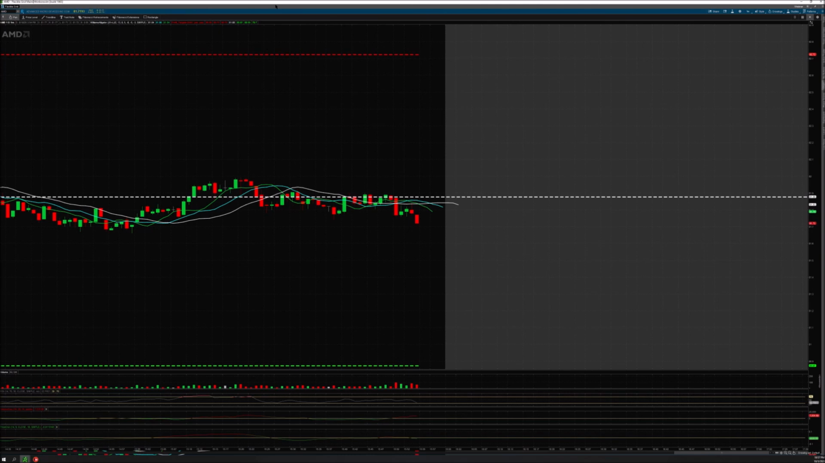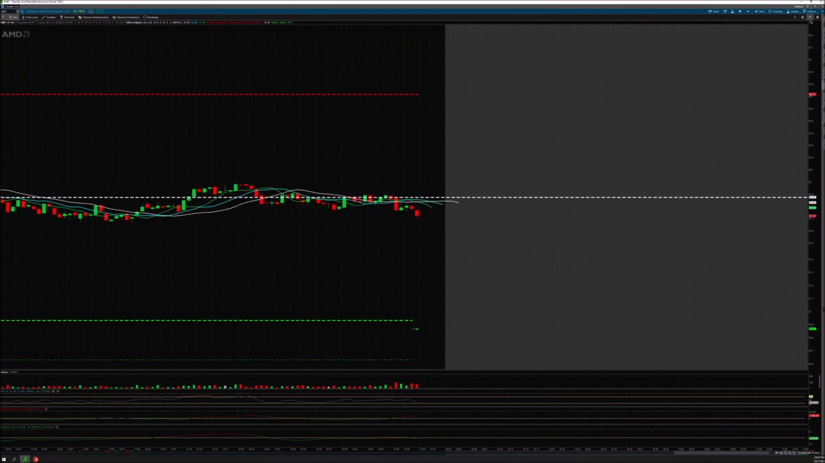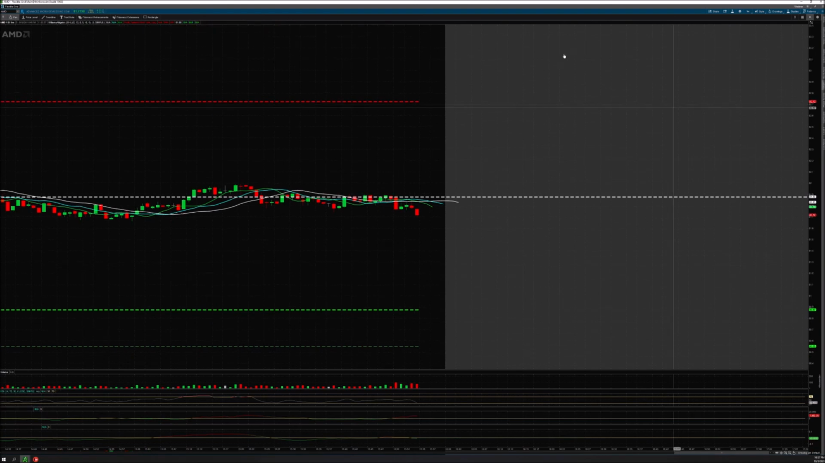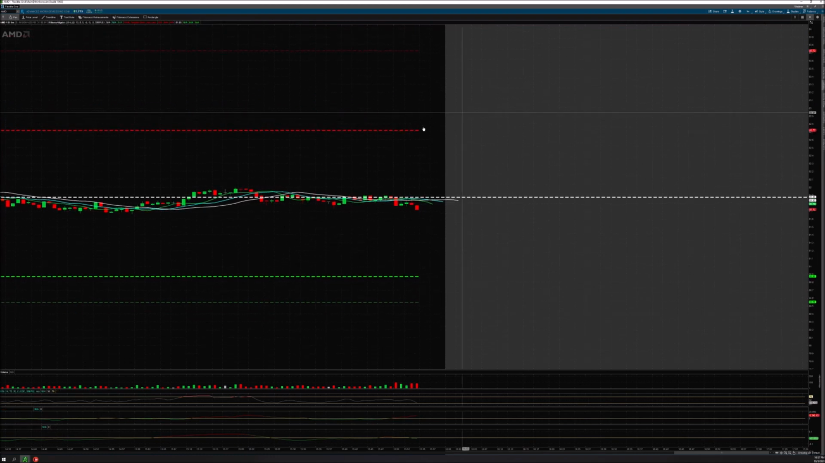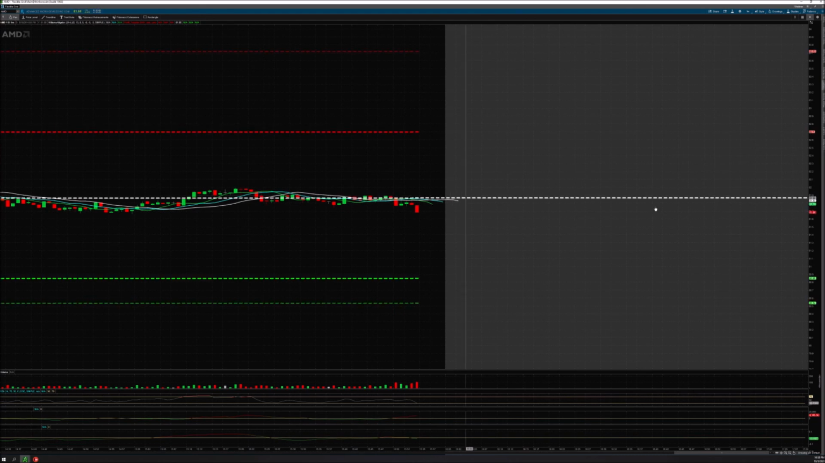So now the green line is what we call your target one, and the bottom green line is your target two, and then you got resistance one and resistance two, and then this is your average price. Basically your VWAP or whatever you want to call it.